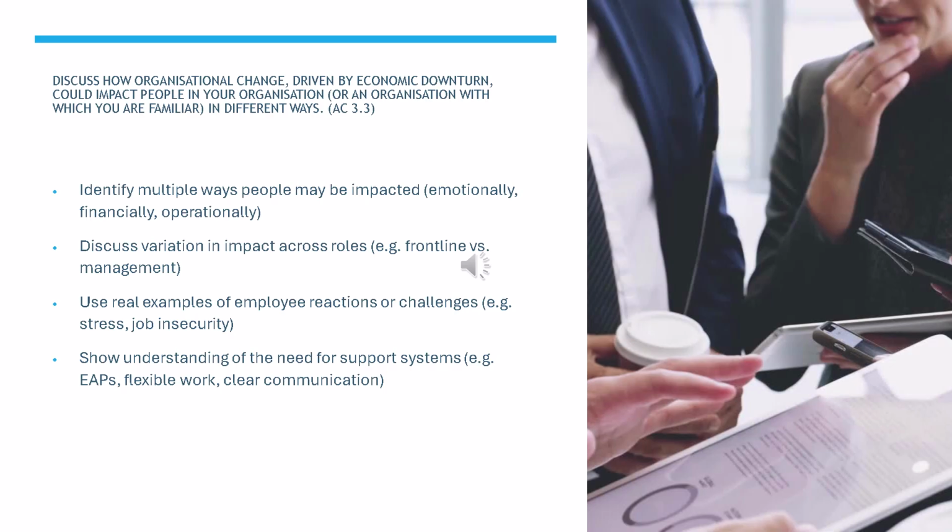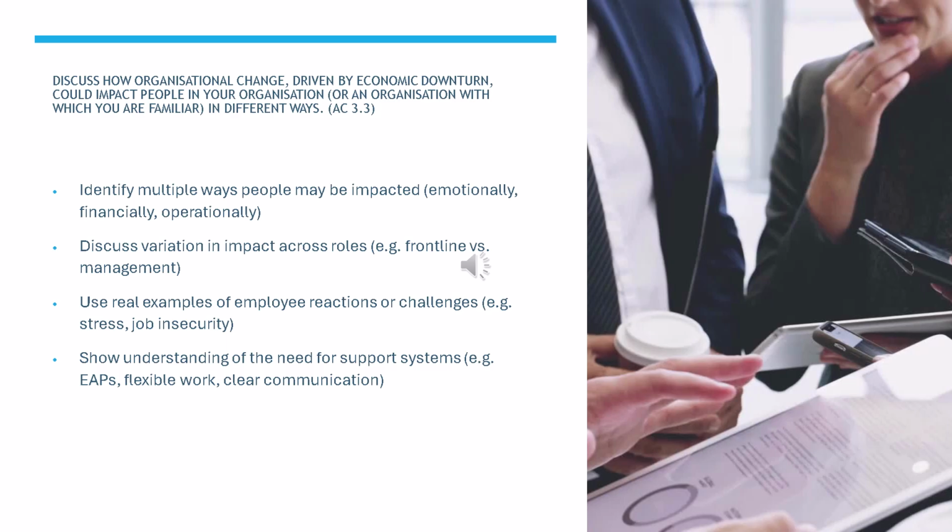In AC 3.3, I will explore how economic downturns can affect different people within an organization in varied ways. For example, during a cost-cutting period in my organization, frontline staff felt uncertain about job security, while managers experienced increased pressure to lead change with limited resources. I'll explain how emotional stress, reduced hours, or shifting responsibilities may affect employees' well-being and performance.